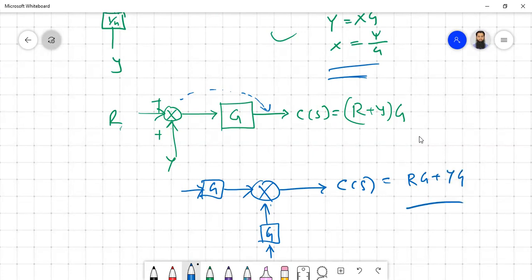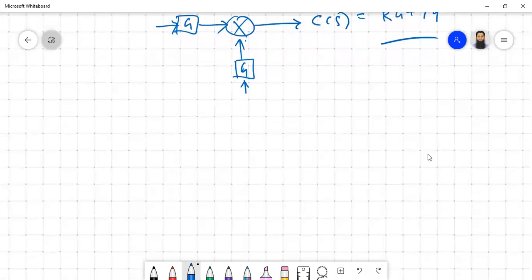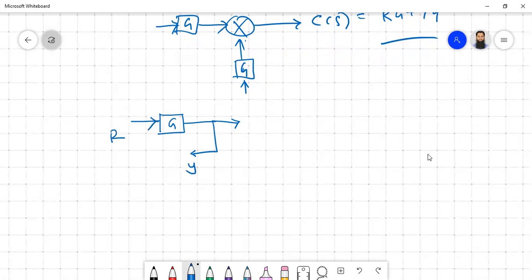Okay. Next thing that we have to do is a similar thing regarding pickoff points, shifting the pickoff points before and after a block. So if you have a block G, then you have a pickoff point here, Y. Okay, so this is your input. So you have output equal to basically RG, and also the pickoff point value is the same, RG.